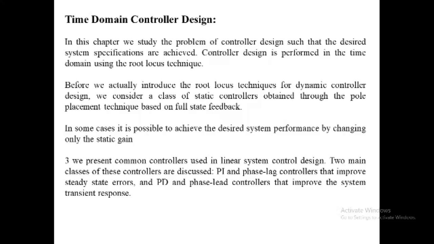Before we actually introduce the root locus technique for dynamic controller design, in this section we consider a class of static controllers obtained through the pole placement technique based on full state feedback. The main purpose of this controller is to stabilize the closed loop poles, and it can sometimes be used to improve the system transient response. In some cases, it is possible to achieve the desired system performance by changing only the static gain, indicated by capital K. In general, as K increases, the steady state error decreases, but the maximum percent overshoot increases.